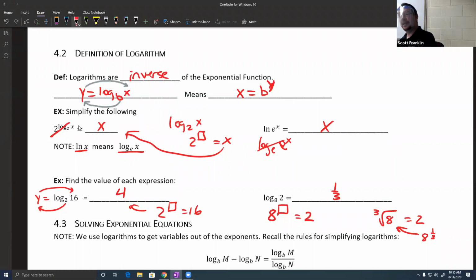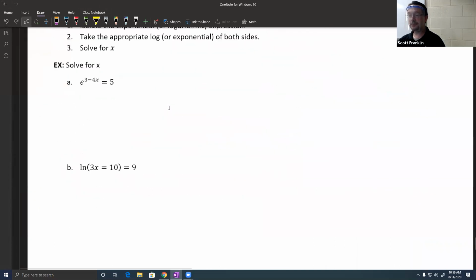Logs and exponentials, if they have the same base, cancel. So it's not even suspended up here in the air as an exponent anymore. It's just gone, and it's now just the x. Okay? So that's what logarithms mean: the base to the what equals the number inside. And we then use that to solve these equations down here.